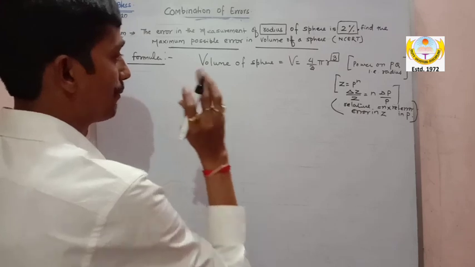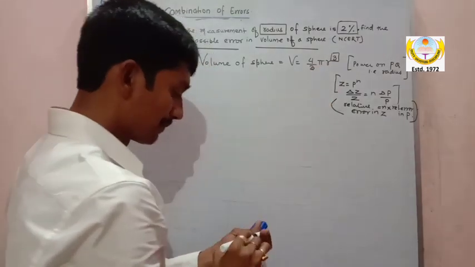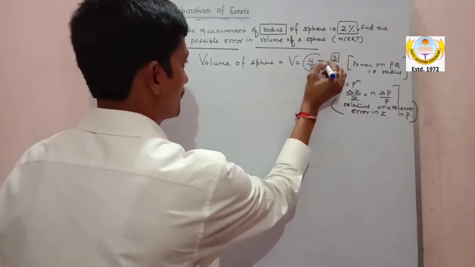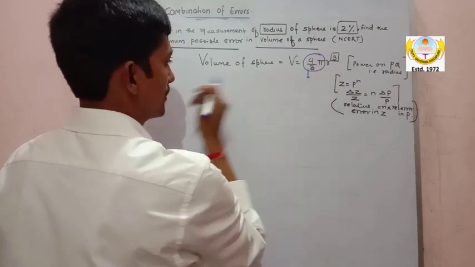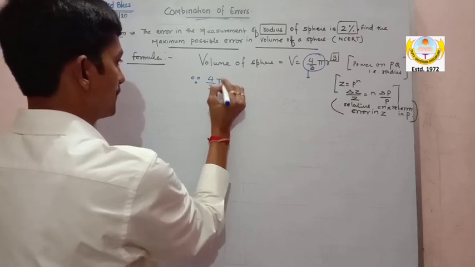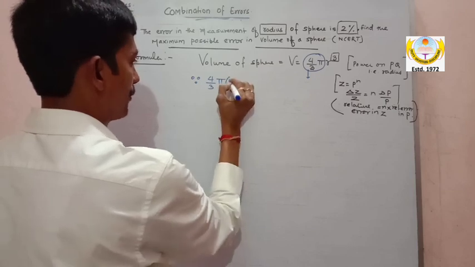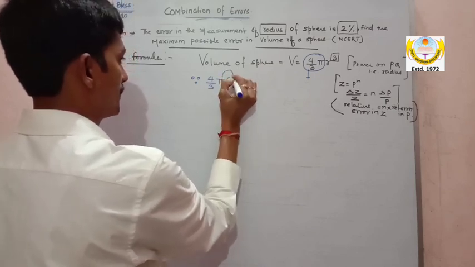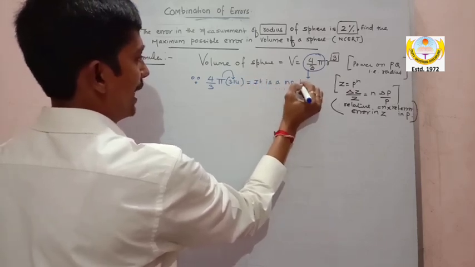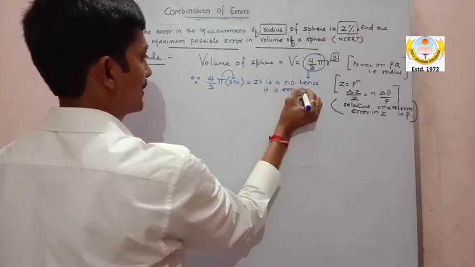And one more thing, my dear, this is the first sum you are doing of this kind. Here 4 by 3 pi is a number, since 4 by 3 is a number, and pi is how much? Pi is 3.14, you can say. It is a number, hence it is errorless.